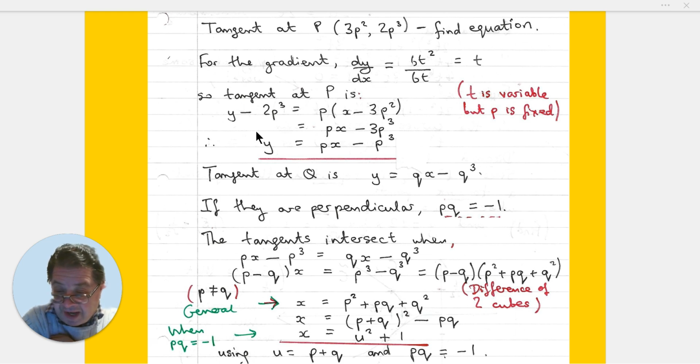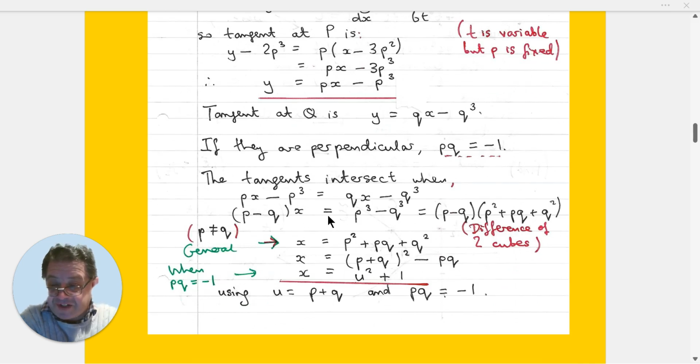Taking x to one side and the other variables to the other side, I get p take q times x equals p cubed minus q cubed. And this is what I mean by using nice algebra. That is a difference of two cubes, and really you need to know for STEP the factorization of p cubed take q cubed is p take q times p squared add pq add q squared. P is not equal to q, so p take q cancels, giving us the general result that x equals p squared add pq add q squared.